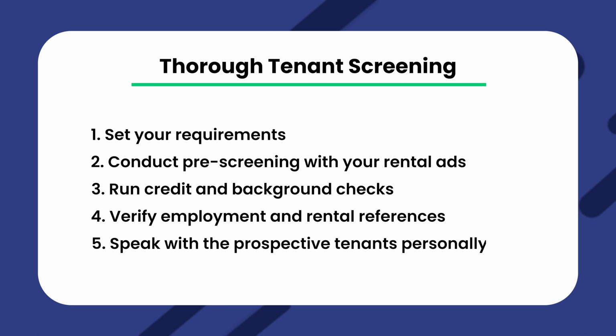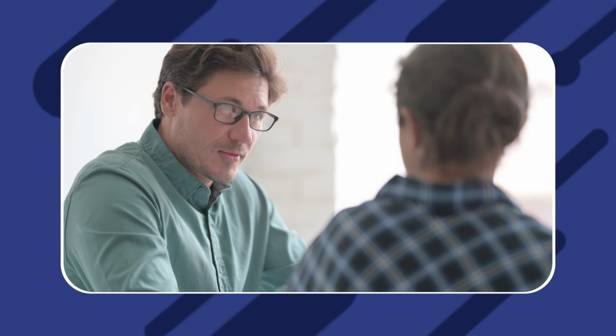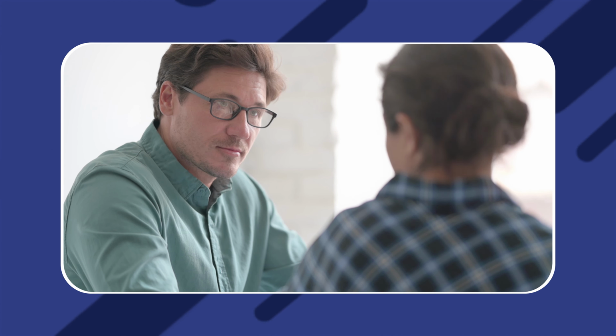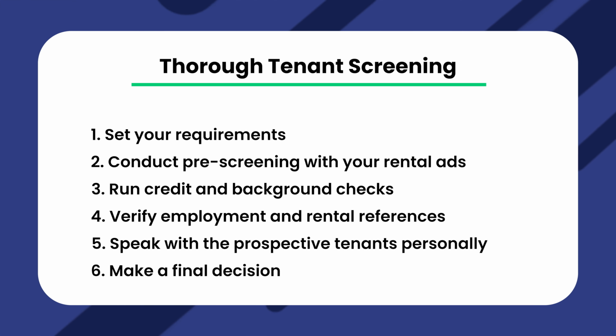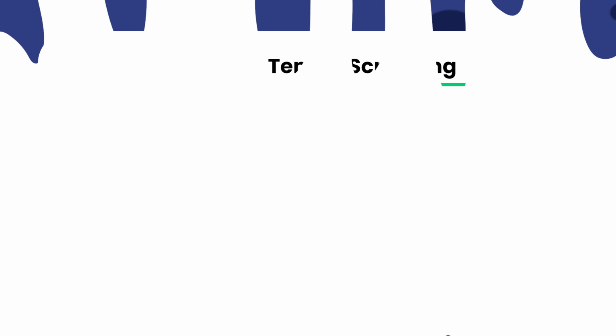Step 5 is to speak with the prospective tenants personally. This will just help you make that last confirmation that the tenant is who they say they are and appear to be at least fairly normal. It also gives you a chance to go over any potential issues you saw on their application, as they may have a very logical explanation for it. And lastly is to just make the final decision. I know that was a lot for mistake number 1, so let's move quickly through the next ones.